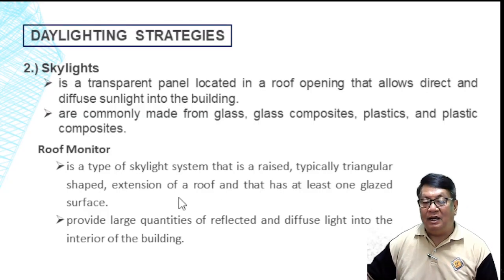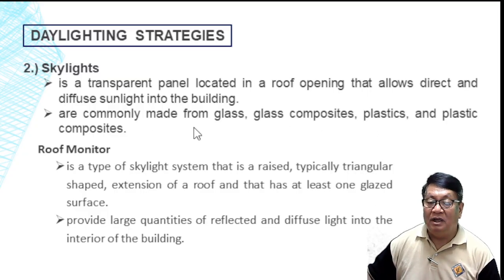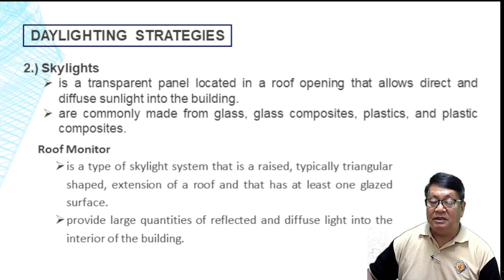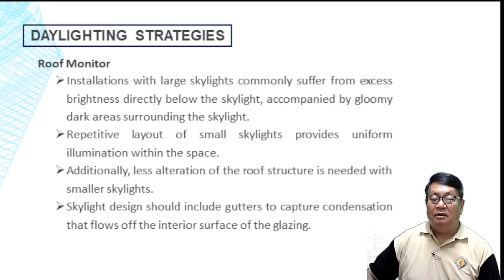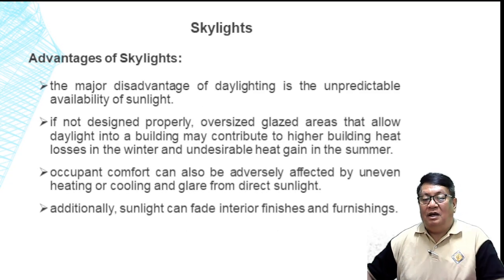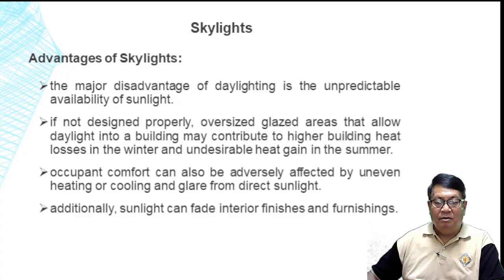We have also the skylights. It is a transparent panel located in a roof opening and allows direct and diffuse sunlight into the building. Commonly made from glass composites, plastic, and plastic composites. We have this roof monitoring. Just follow this one. Okay. So what else? We have some of the advantages of skylights, no?